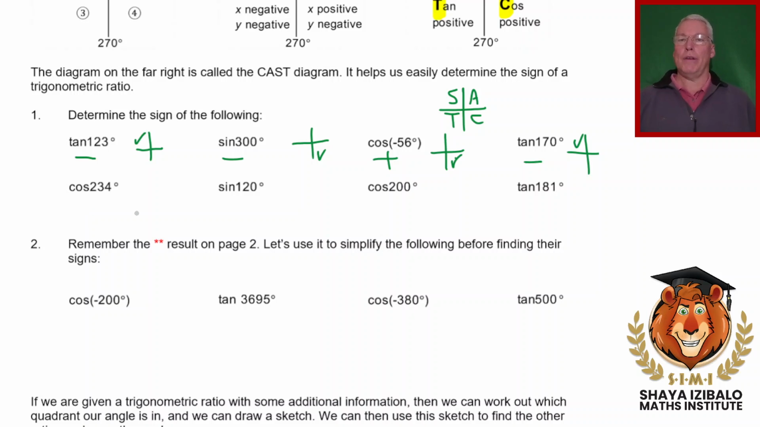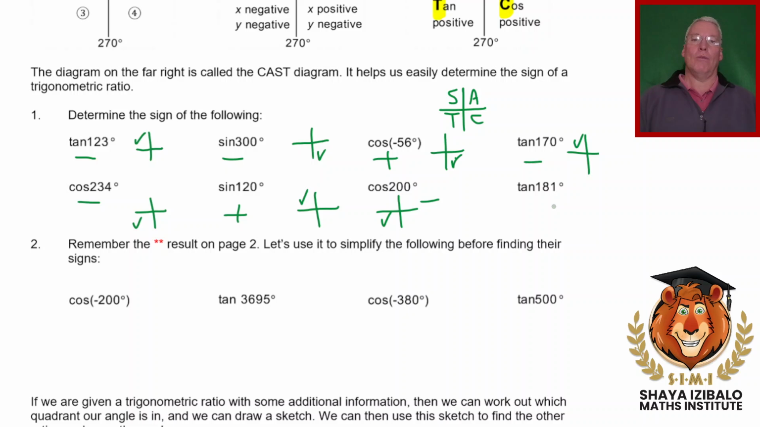Cos of 234 is in quadrant 3, cos will be negative. Sine of 120, we're in quadrant 2, positive. Cos of 200, we're in quadrant 3, negative. And tan of 181, we're in quadrant 3, and tan is positive in quadrant 3. We're hoping that you were able to do those quickly and easily.